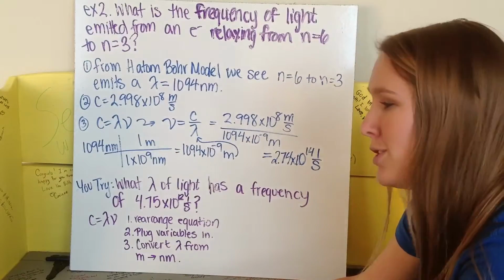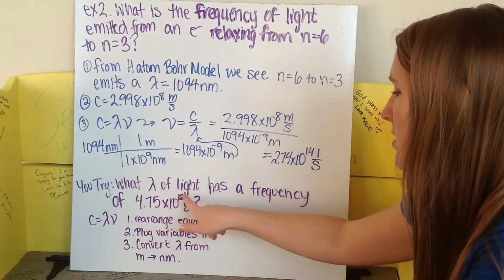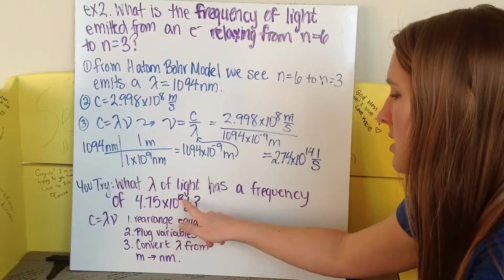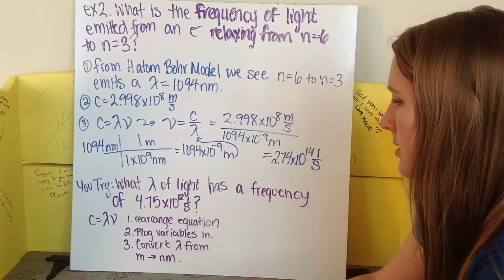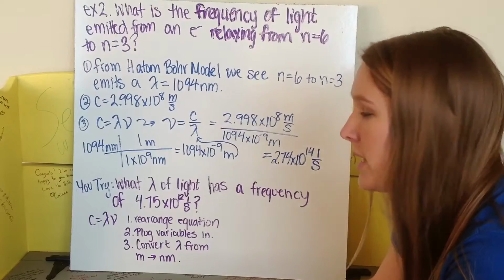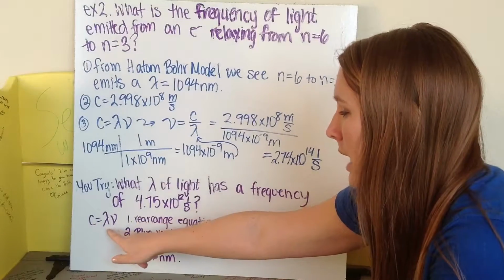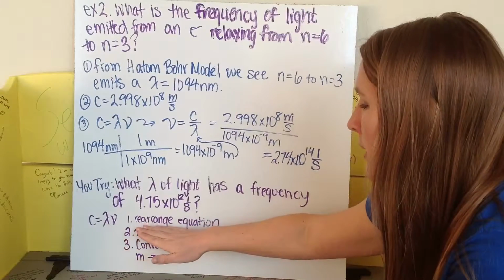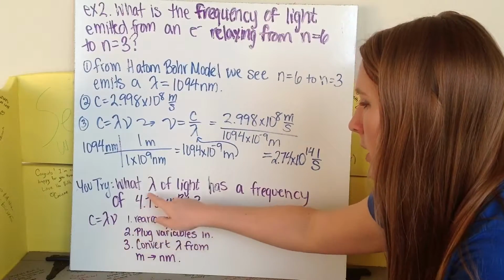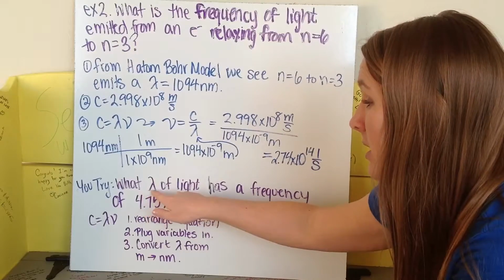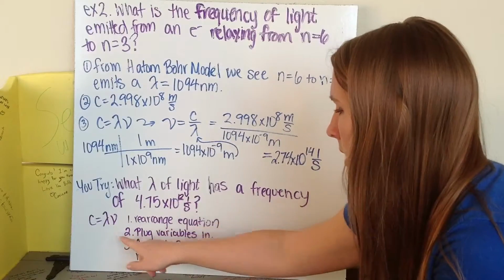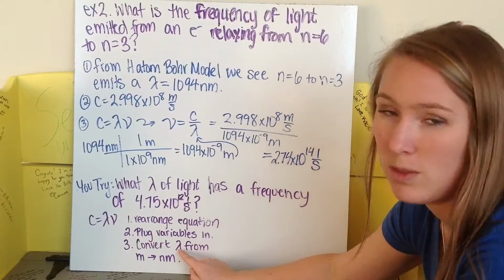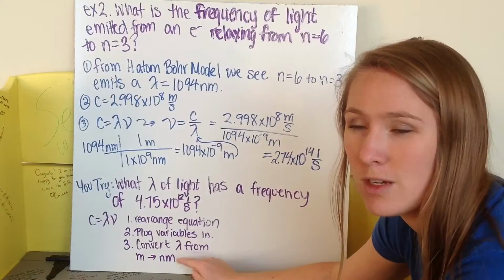Go ahead now and you try to find the wavelength of light that has a frequency of 4.75 times 10 to the 12th inverse seconds. Remember to use our speed of light equation of c equals lambda times nu, which is my wavelength times the frequency, to rearrange my equation for what I'm looking for. That's my wavelength of light, lambda. Then plug in my variables, solving for my wavelength, which will be in meters, and then converting from meters to nanometers.